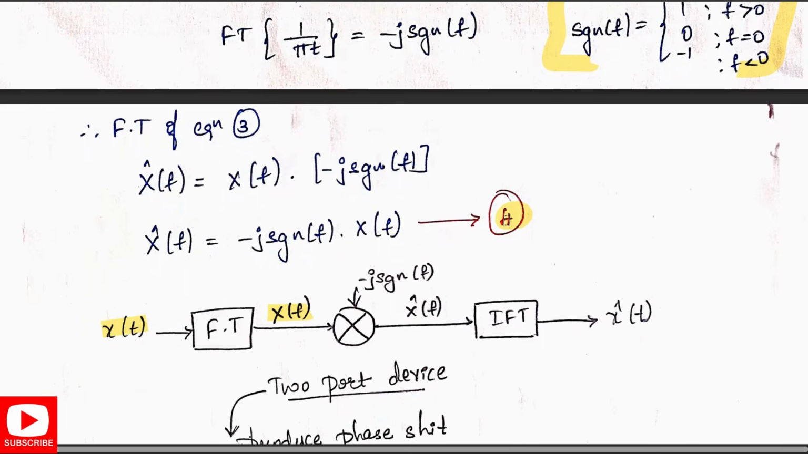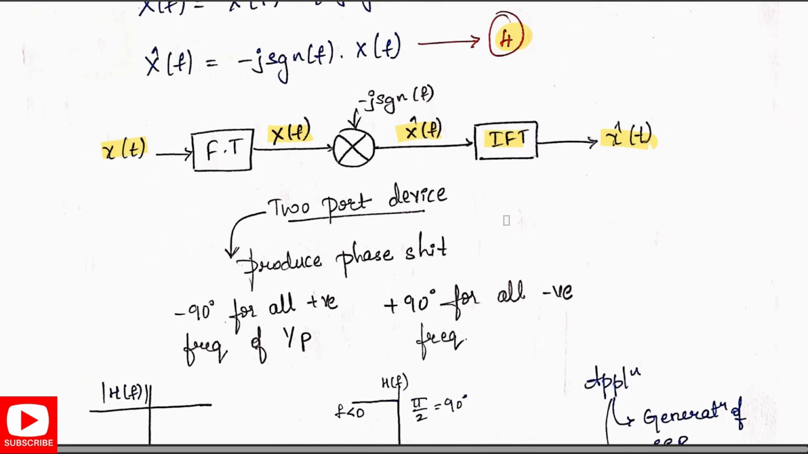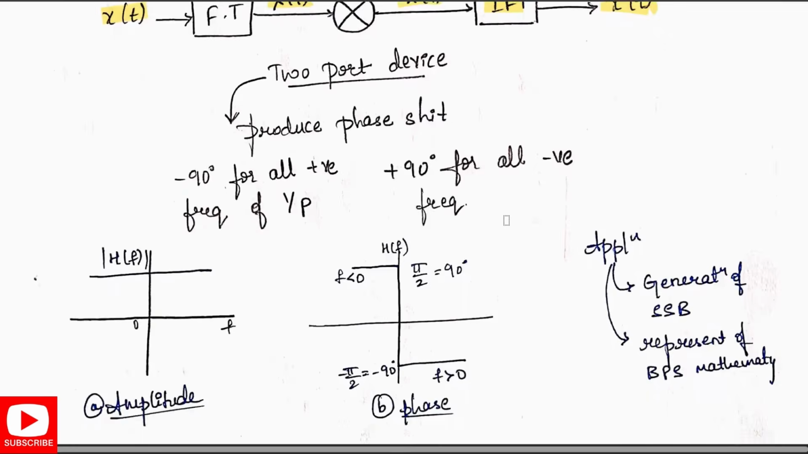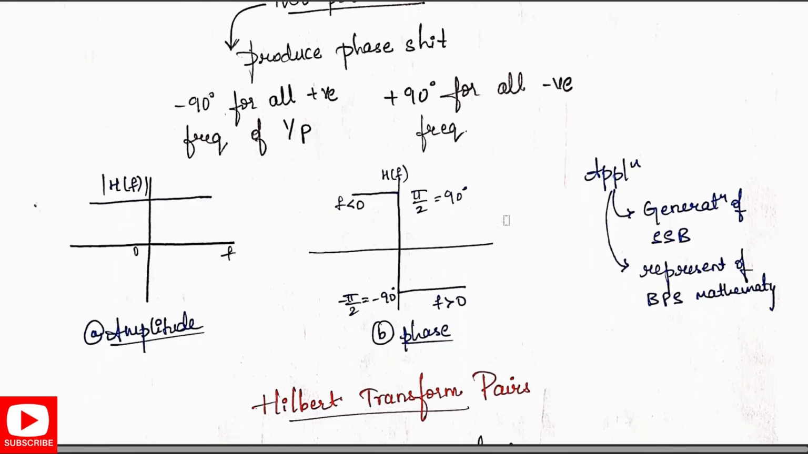To that, we give an input of minus j signum function. So that gives us x cap of f, and then taking the inverse Fourier transform, we get it as x cap of t. It is a two-port device where we produce the phase shift. So minus 90 for all the positive frequency of input, and it is plus 90 for all the negative frequency of input. Next, coming to representing them, this is the amplitude representation, and this is the phase representation.